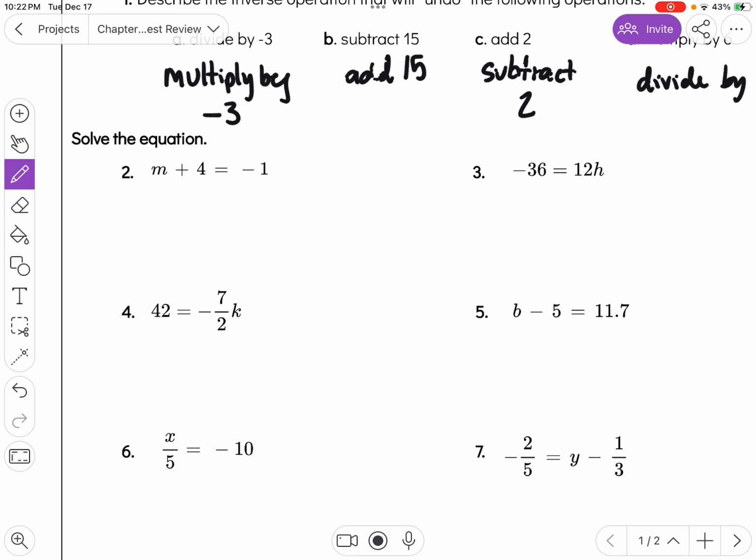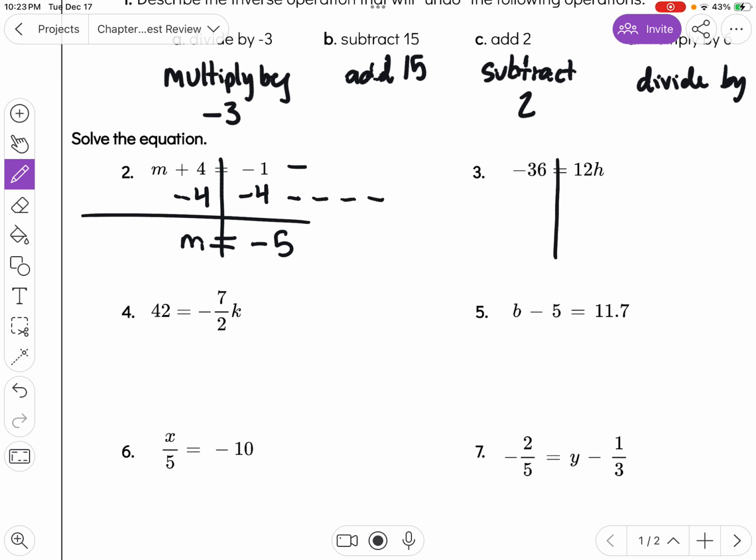Number 2, solve the equation. I always start by drawing a line. We just said do the opposite. The opposite of adding 4 is to subtract 4. Subtract 4, subtract 4. I am left with m equals, if I think about this as a visual model, I have 1 negative and I'm adding 4 more negatives. This is a total of 5 negatives. So m is equal to -5.